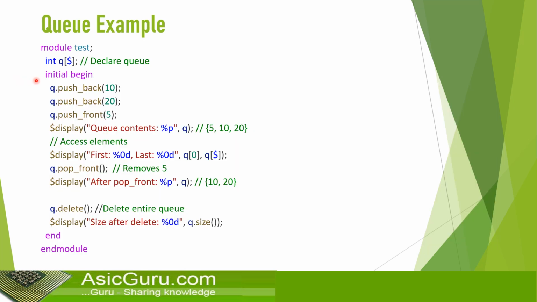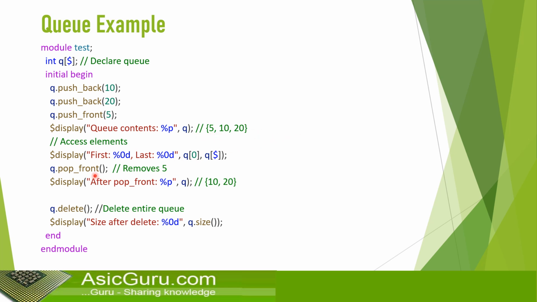So this is a complete example of how queues work in SystemVerilog. Here we start by declaring an unbounded queue using this statement. It means the queue can grow or shrink dynamically. In the initial block, we are performing a few operations to manipulate the queue. In the first statement, we are adding 10 at the end. Then we are adding 20 at the end, and then we are adding 5 at the front. So now our queue looks like 5, 10 and 20. We are displaying the queue contents and it would print the full content as 5, 10 and 20.